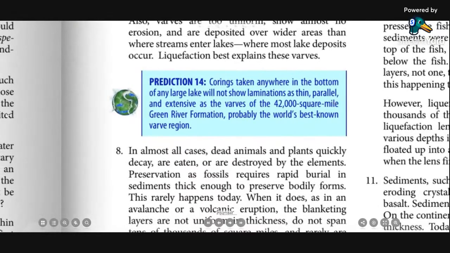Prediction 14. Coring taken anywhere in the bottom of any large lake will not show laminations as thin, parallel, and extensive as the varves in the 42,000 square mile Green River Formation, probably the world's best known varve region.